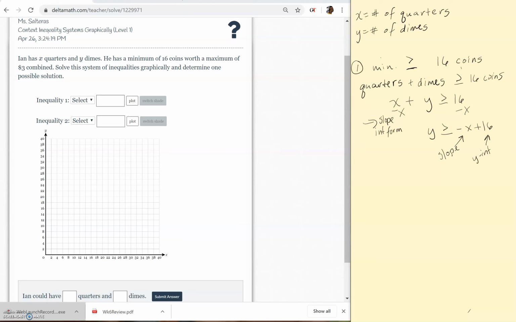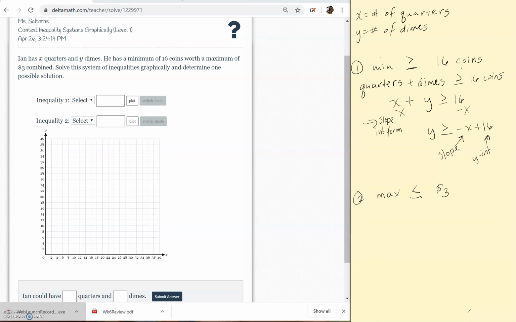Okay, so moving on, the second piece of information they tell us is that the coins are worth a maximum of $3. Okay, maximum means it can equal $3 or it can be less than $3. Maximum, the highest it can be. All right, so your inequality sign is less than or equal to. So that's where we're going to start.